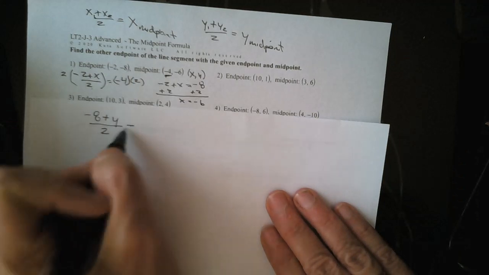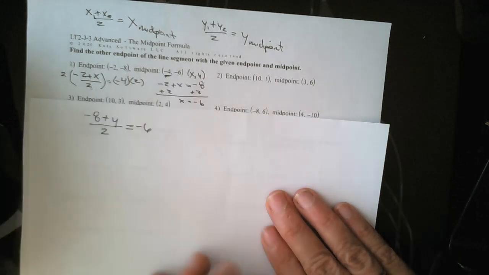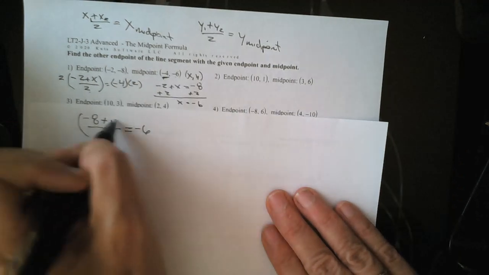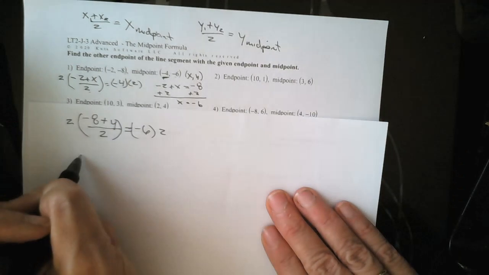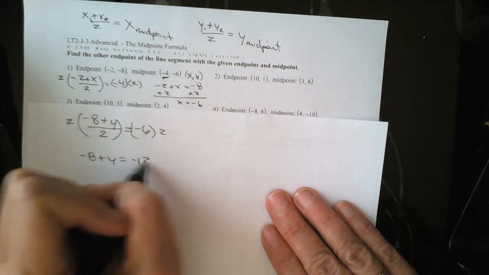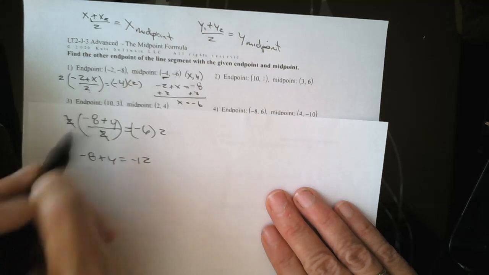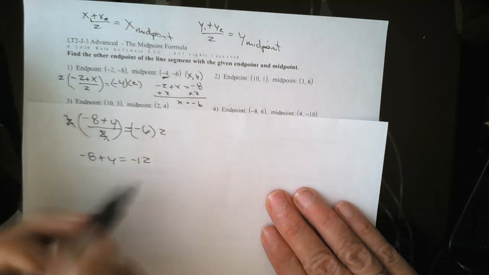So I'm going to multiply both sides by 2. That gives me negative 8 plus y is equal to negative 12, because these canceled each other out. That's why I multiplied by 2, to get rid of the divide by 2. Then I'm going to add 8 to both sides to get rid of minus 8. y is equal to negative 4.